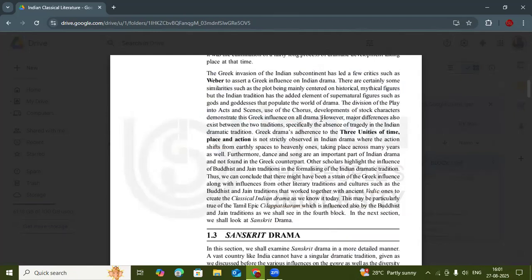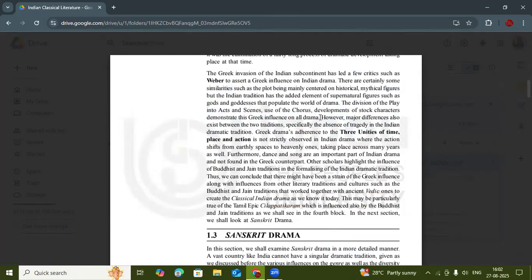And the reason we say that is because in Indian drama we have supernatural figures, where gods and goddesses come within the drama. But those kinds of elements are not in the Greek. So it is not totally influenced. But some things like division of the play into acts and scenes, use of the chorus, development of stock characters are also in Indian drama, showing that some influences are there. So Indian drama has got some influence from the Greek drama, but we cannot say it was completely copied from the Greek drama. That is not true. That's what we are trying to prove.